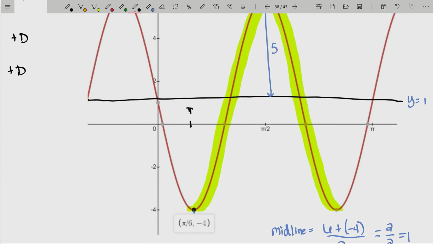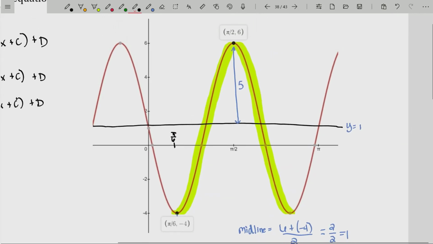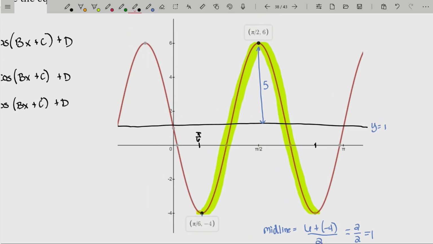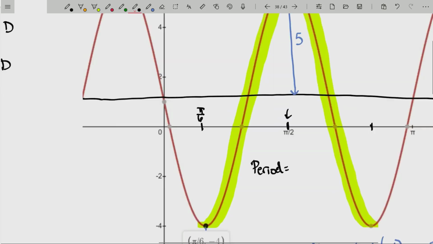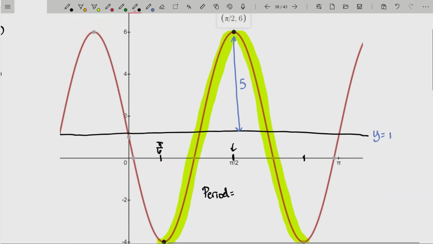X equals pi over 6 is where our current cycle of the cosine starts, and they didn't give us where it ends, but they did tell us the halfway point. The halfway point is at pi over 2. So if that's the halfway point, you could just find the distance between pi over 2 and pi over 6 and double it. So the actual period would be the distance between pi over 2 and pi over 6, because again, pi over 6 is when we start our curve. Pi over 2, we're only halfway through.